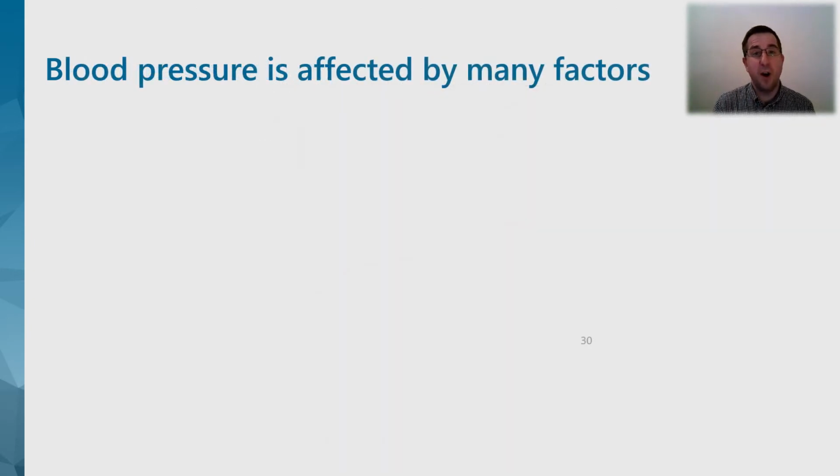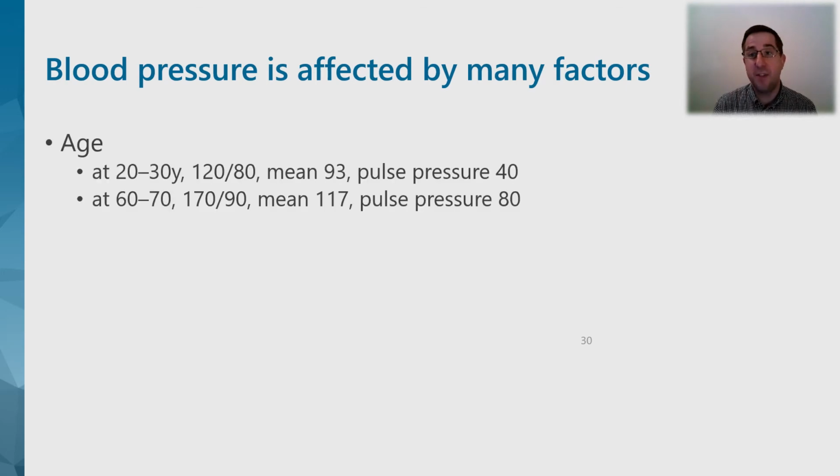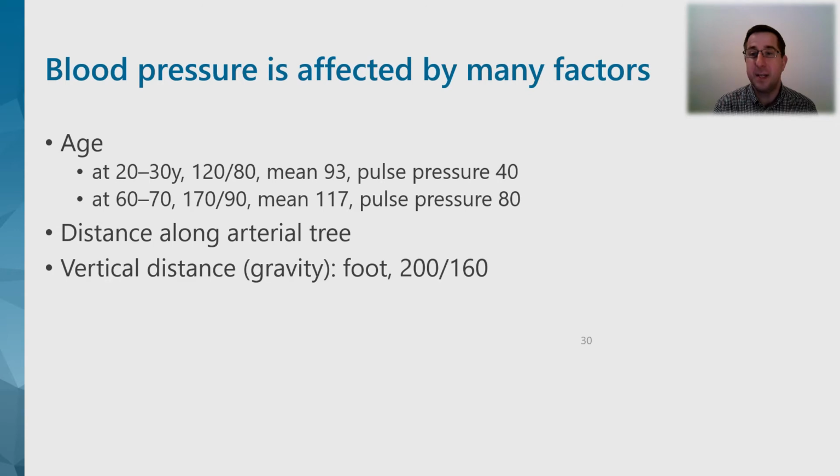So we're just going to whiz through a few things that can have an impact on blood pressure. So we'll start with age. We've just looked at that graph and it shows that on average blood pressure tends to increase with age. Then there's the distance along the arterial tree, and there's a little diagram coming up shortly and I'll refer back to that in a second. The vertical distance in gravity: if you're standing up, then your blood pressure will have to be higher, and because of gravity it will be higher at your foot than it is at the top of your head.